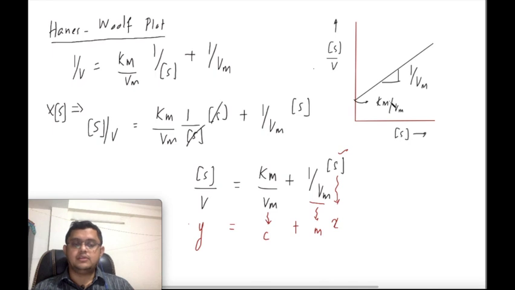So we have seen 4 different methods to calculate the Km and Vm, whereas one method is a non-linear method which is not in use. So only the other 3 methods are actually used to calculate the Km and Vm.